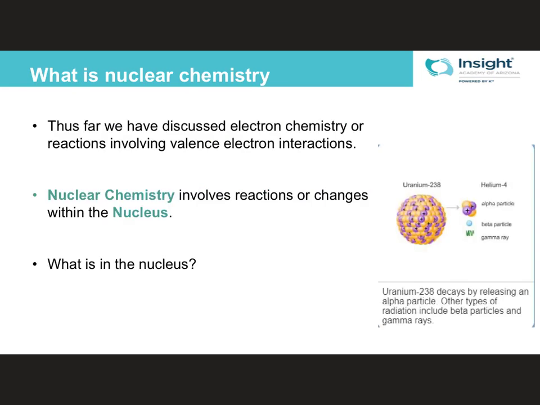So, nuclear chemistry is very different than what we've been doing so far. So far, we've been dealing with electron chemistry and reactions that involve the valence electrons of our atoms. Nuclear chemistry involves your nucleus, and the things that are inside the nucleus. So what particles are inside the nucleus? We know there's electrons, protons, and neutrons. So what's in the nucleus? You said protons and neutrons. You were exactly right.